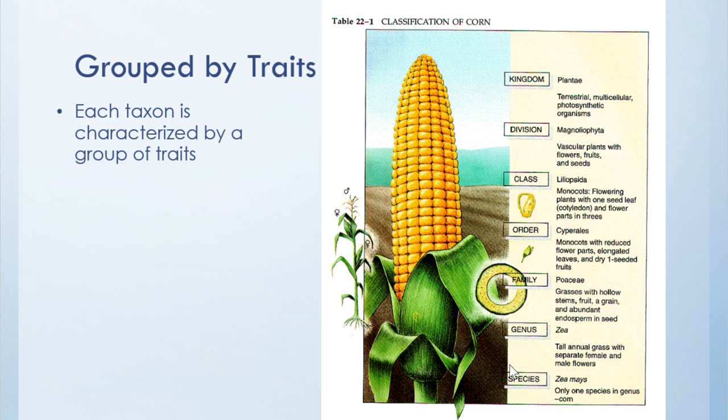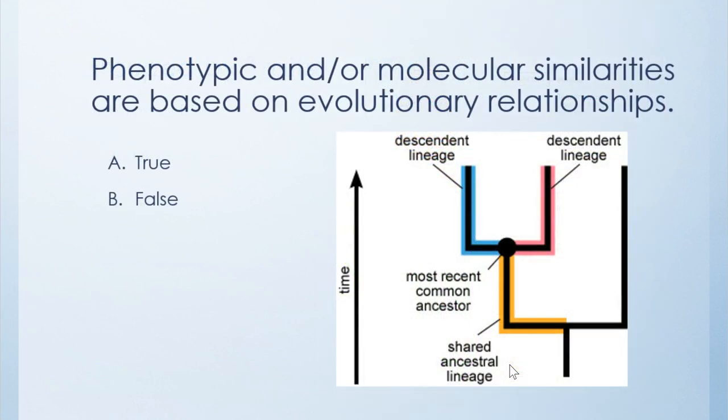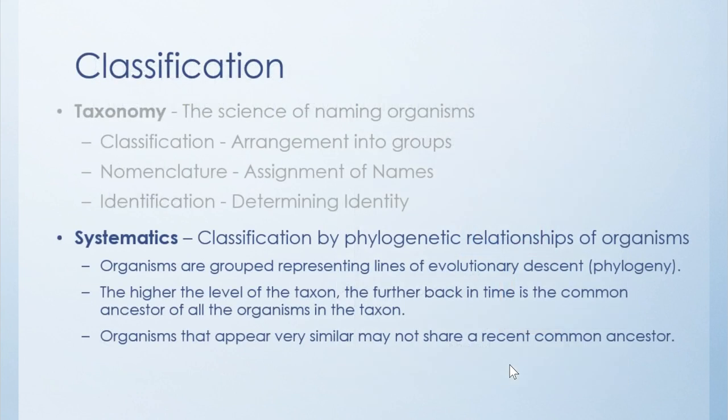Again, we're grouped by traits, and it works for plants too. Plants, fungi, bacteria, whatever. Everything has a classification system. So the classification system is based on phenotypic and molecular similarities. So true or false, those similarities are based on evolutionary relationships. True. They are based on evolutionary relationships typically. Now, you will get some exceptions to that. For the most part, though, when we talk about classifying stuff, we want to classify it by phylogenetic relationships. This is the evolutionary lineage, essentially, is what we're doing.